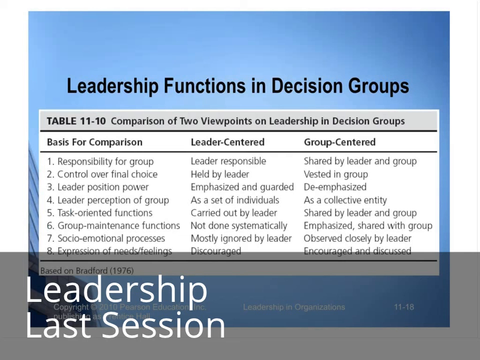And then you can see here a comparison of the two viewpoints in leadership. We have the basis for comparison: leader-centered and group-centered. The best type for group and team membership is group-centered. You share it by leader and group, you invest in a group, you de-emphasize, which means that everybody is involved. You try to do it as a collective entity. You emphasize and observe goals, and you encourage and discuss. When you look at the responsibility to control the position, the perception of growth, task-oriented functions, group maintenance, the social emotional process and expression of needs, you see two different perspectives, two different ways and approaches when it comes to decisions.